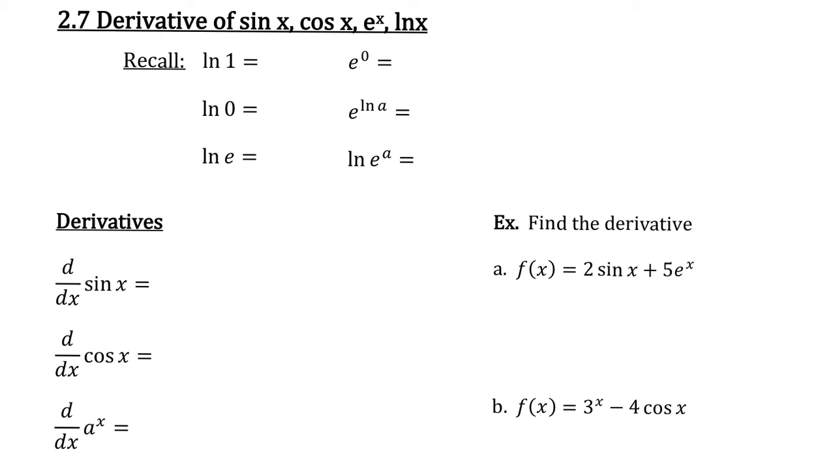Okay, in 2.7, we're going to find the derivative beyond the power rule. So we're going to look at sine x, cosine x, e to the x, and ln of x, or natural log of x. Okay, before we do that, I'm going to remind you of some of the values.